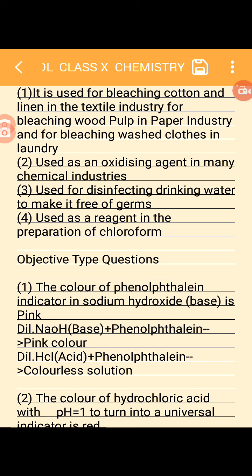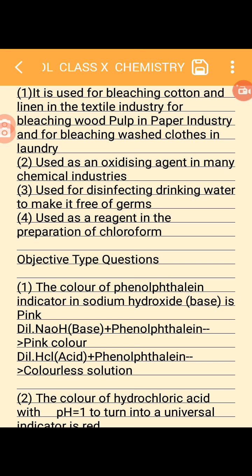Now move on to objective type questions. Number one: the color of phenolphthalein indicator in sodium hydroxide, which is a base, already you know that it is a strong base, is dash. That is pink. When phenolphthalein reacts with a strong base, here the base is sodium hydroxide, we get a solution of pink color.